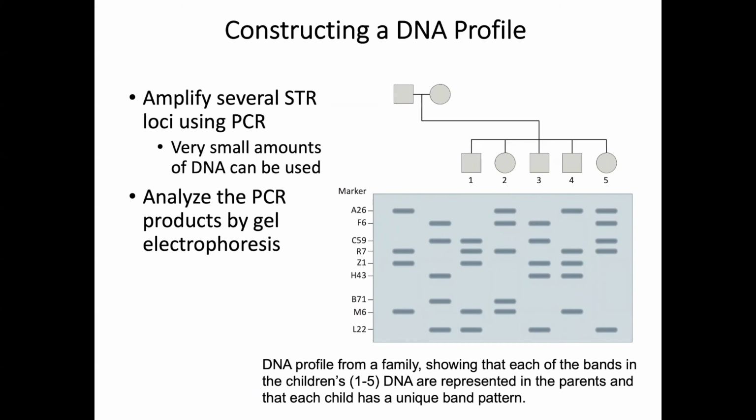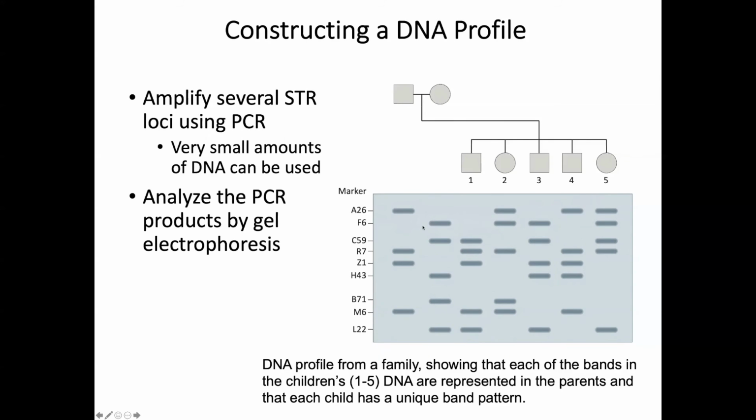Let's take a look at the results together. The pedigree shows a family with a mom and a dad and 5 children here. This is an example, okay? You can see that each of the bands in the children's DNA is represented in the parents. Any of the bands showing here, like this one, you have in the dad, and this one you have a band in the mother.